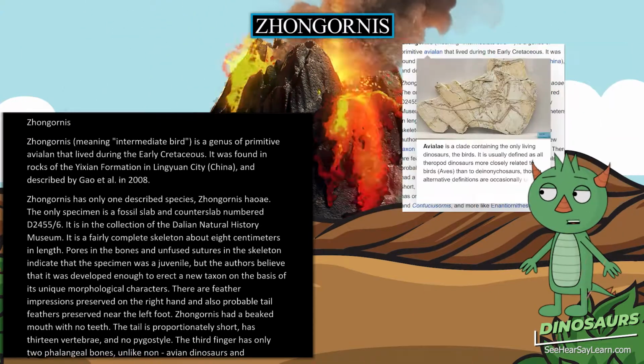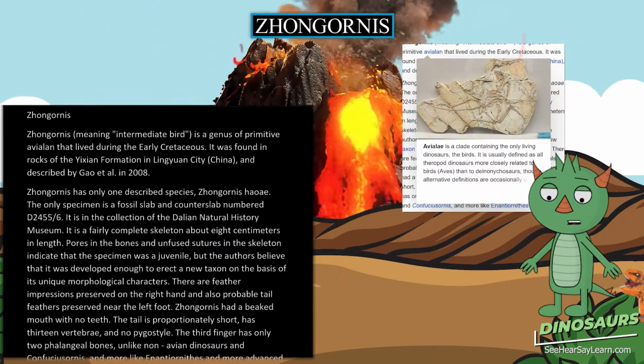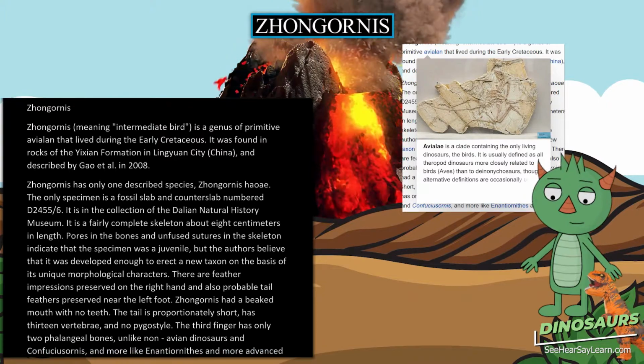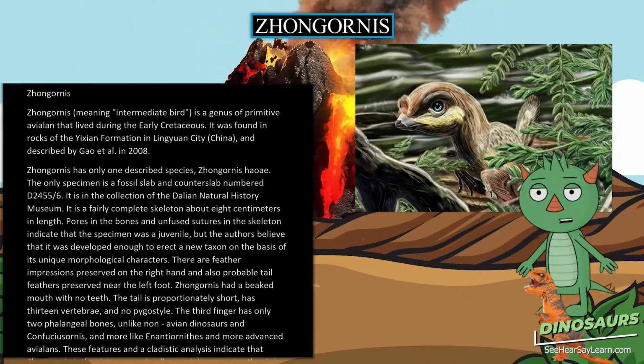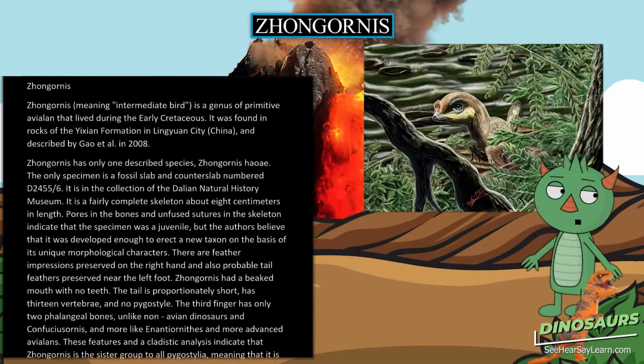The only specimen is a fossil slab and counterslab numbered D2455/6. It is in the collection of the Dalian Natural History Museum. It is a fairly complete skeleton about 8 cm in length.